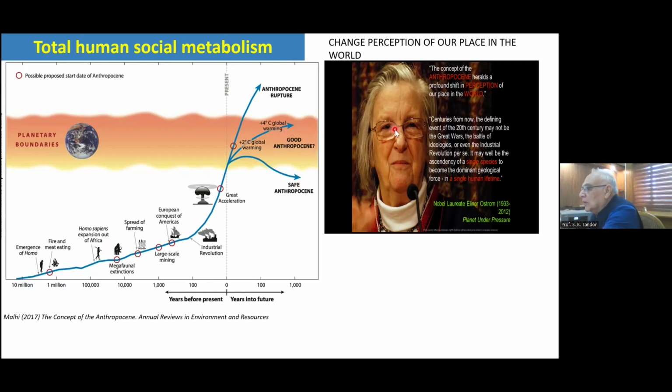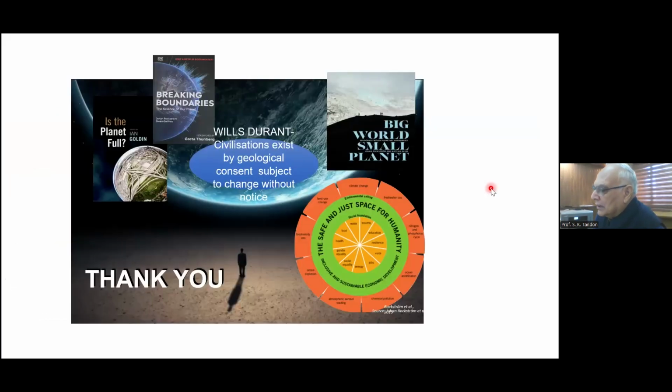And this lady is also a Nobel laureate, along with Paul Crutzen. Elinor Ostrom was responsible for the report on Planet Under Pressure, which was submitted in 2012. And this is a quote from there. Centuries from now, the defining event of the 20th century may not be the great wars, the battle of ideologies, or even the Industrial Revolution. It may well be the ascendancy of a single species, that is us humans, to become the dominant geological force in a single human lifetime. So that's a very profound statement if you think and ponder about it.